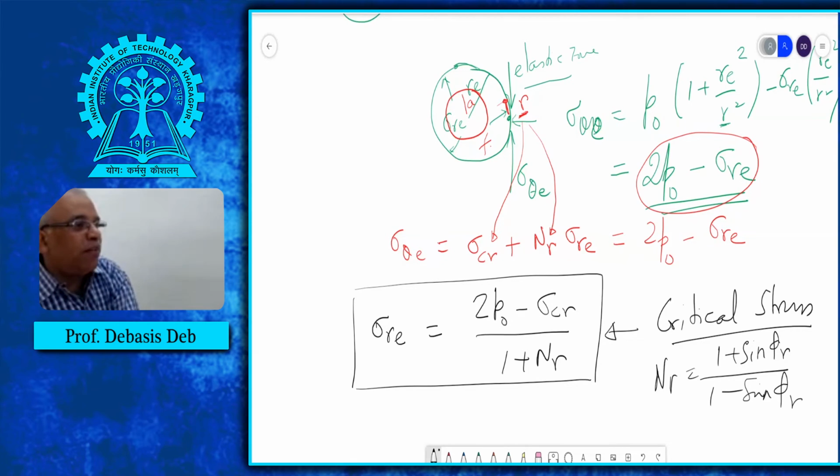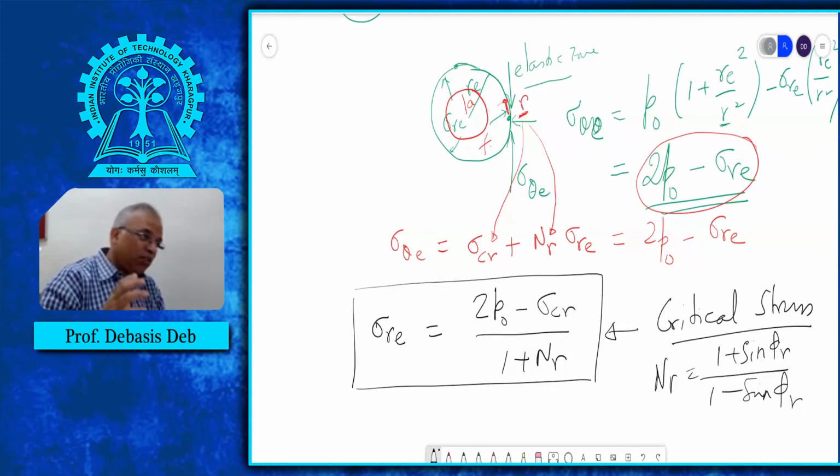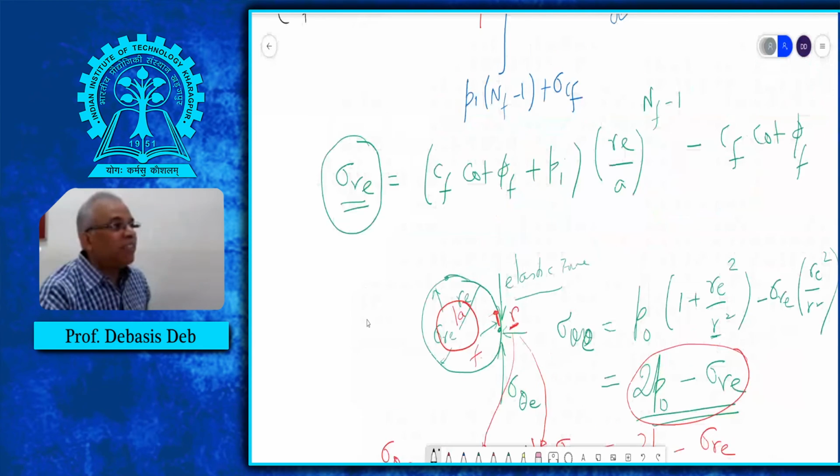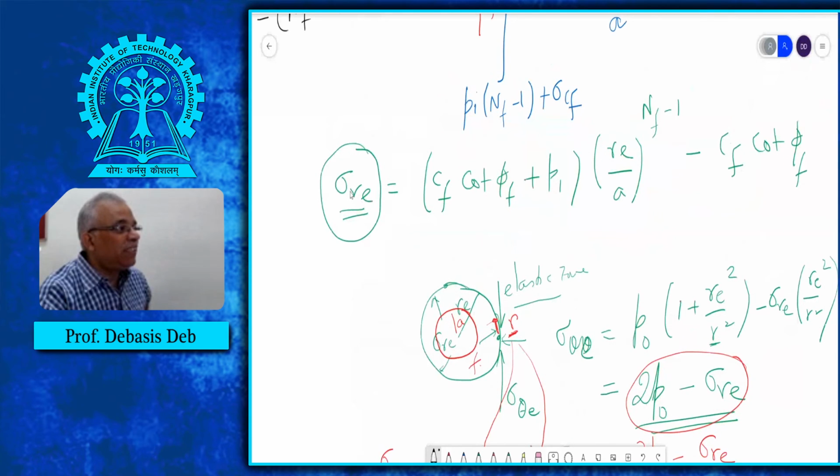So if we know the material properties, that means CR and phi r, then we will be able to know sigma RE, the critical stress of that zone. Now, since I already know the critical stress sigma RE, in the equation I have given you before, I can put it over there, and then I can calculate the RE. So I can replace this by this equation.